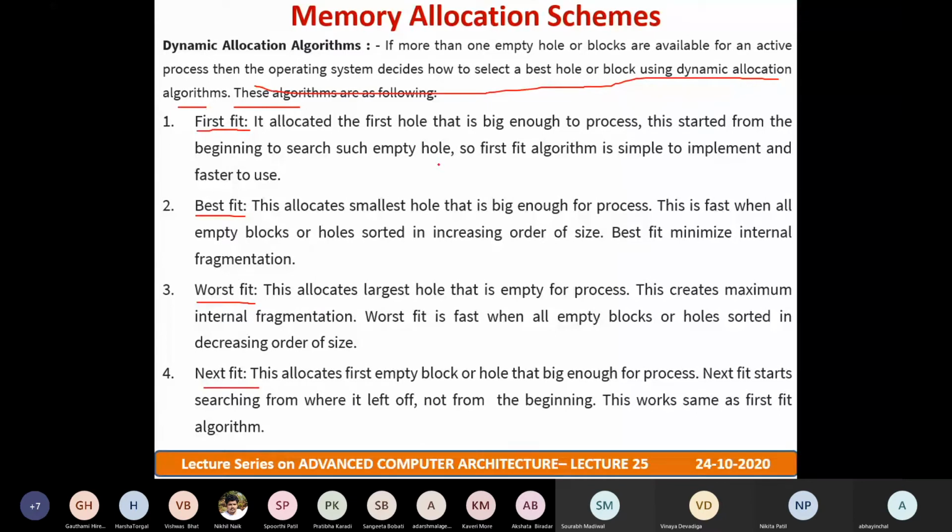Whereas best fit allocates the smallest hole that is big enough for the process. This is fast when all empty blocks or holes are sorted in increasing order of size.